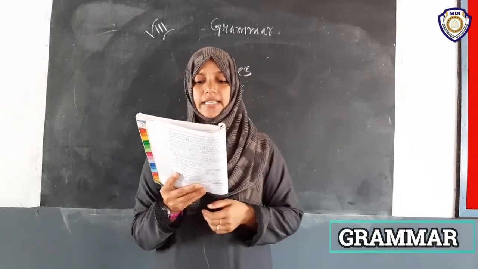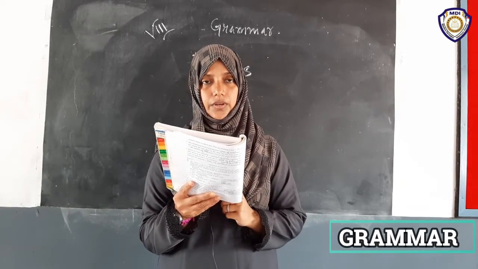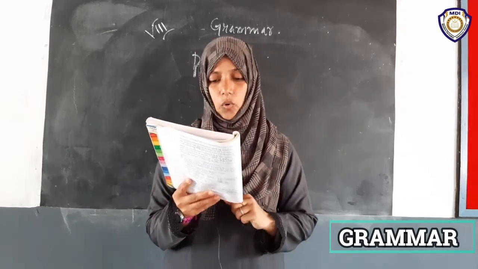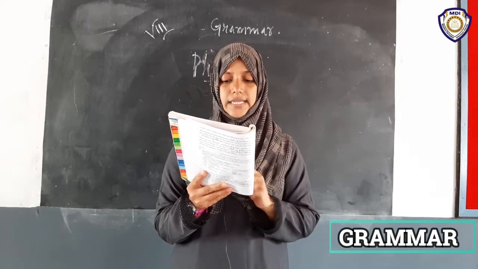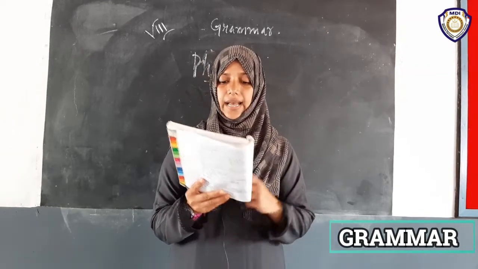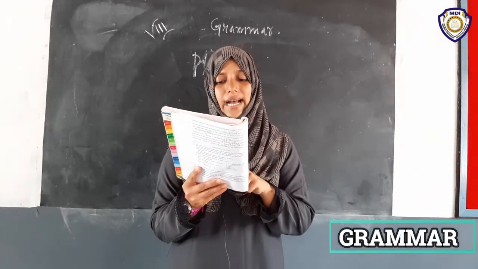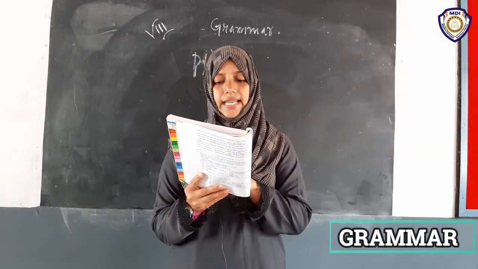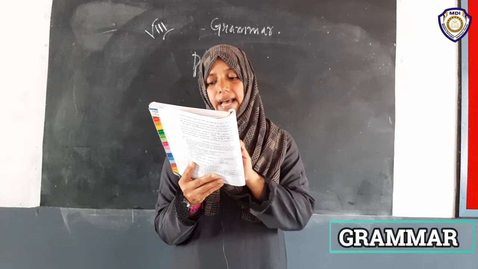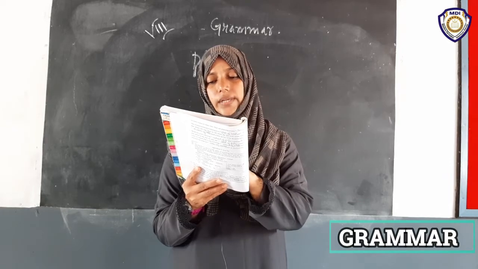Understood? Listen. Satvik is playing chess in the living room. Here Satvik is the noun, subject of the sentence. It answers the question of who. Who played chess? Satvik. Right. Satvik and Ritik are playing chess in the living room. The subject of the sentence answers the question of who.